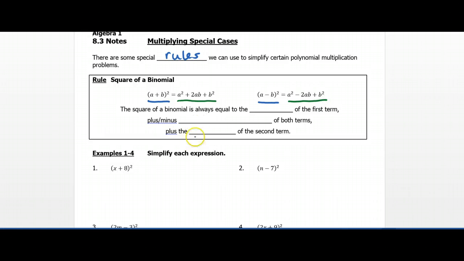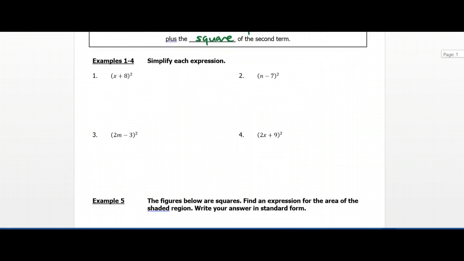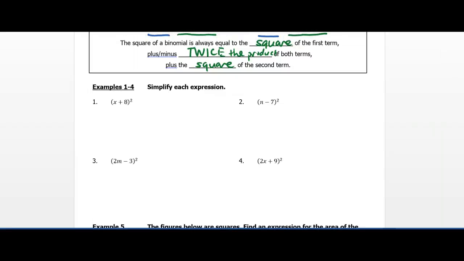And in English, this rule says this. It says that the square of a binomial is always equal to the square of the first term plus or minus, depending on the problem, twice the product of both terms plus the square of the last term. Okay, so the square of the first term plus or minus twice the product of both terms plus the square of the last term. So down here in examples 1 through 4, we're going to use that rule for each of these squaring binomial problems.